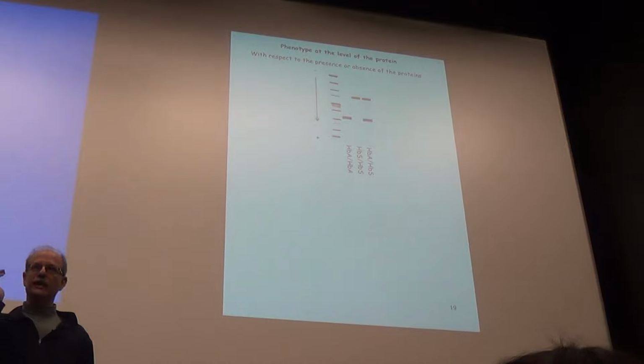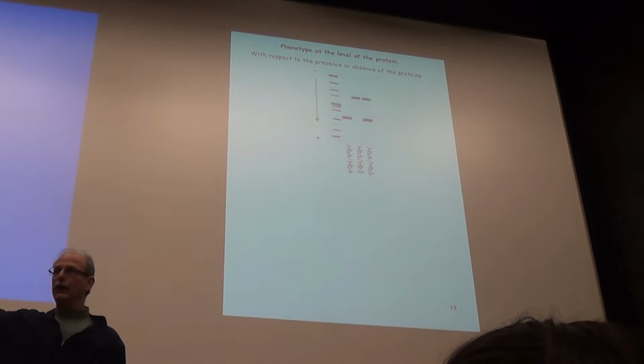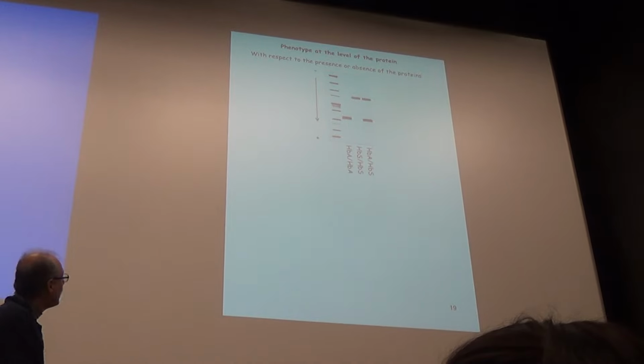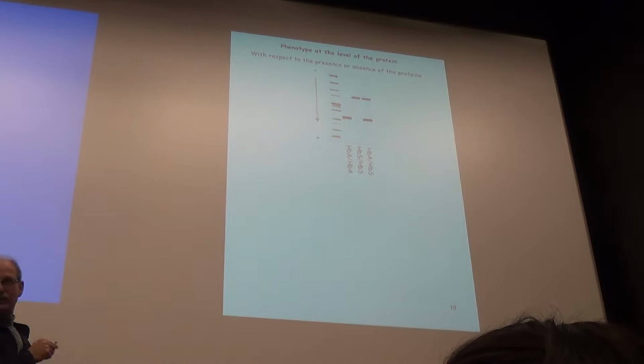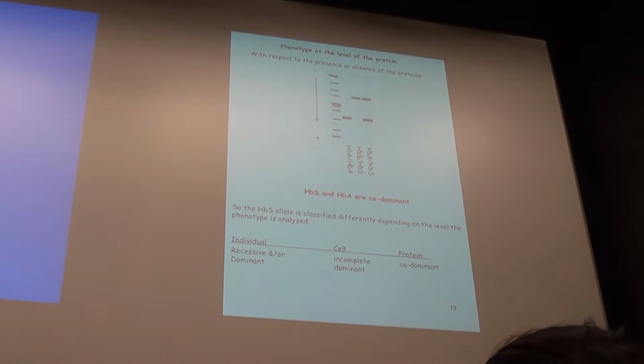So now you understand what I meant when I said that phenotypes are completely subjective, depending on how you do the experiment and where you do the experiment. That definition is only relevant for those conditions and no other. You can't say that sickle cell is a codominant trait at the level of the cell or at the level of the individual. You can say that only for protein. So hemoglobin S and hemoglobin A are codominant.